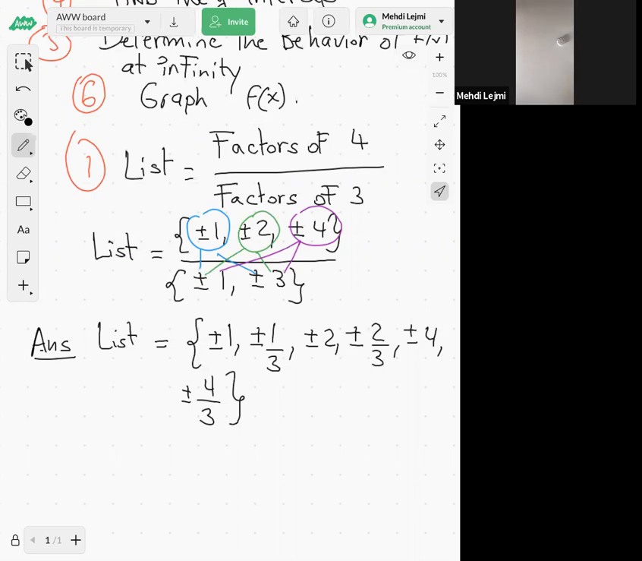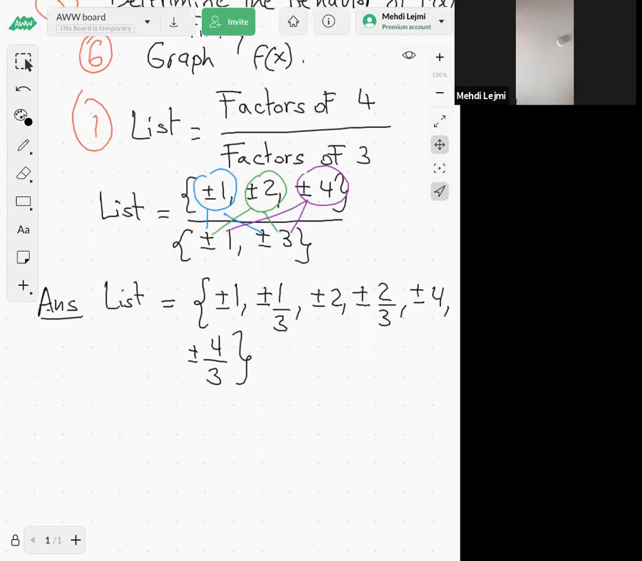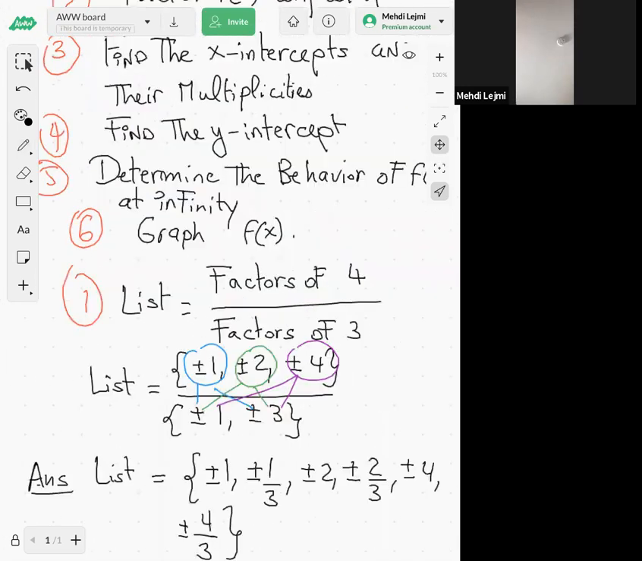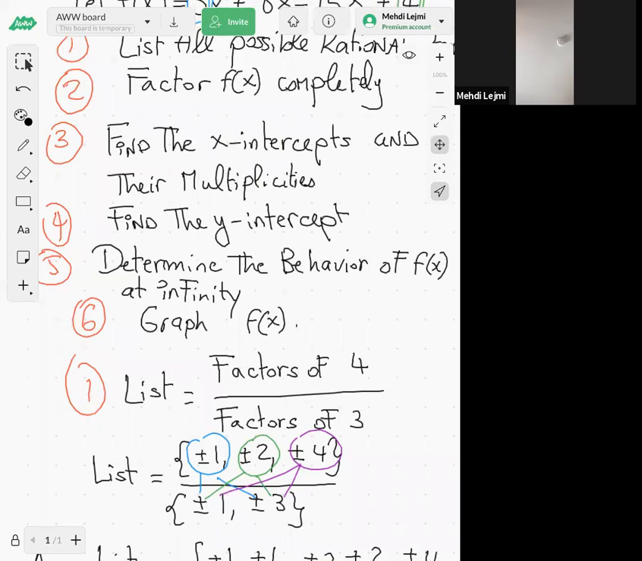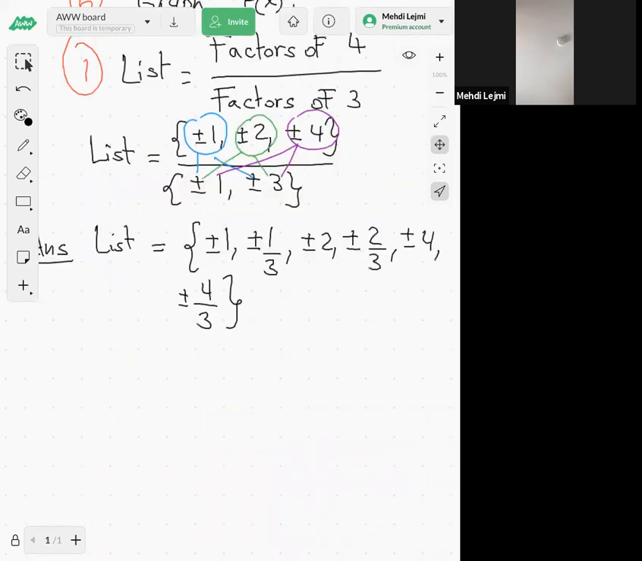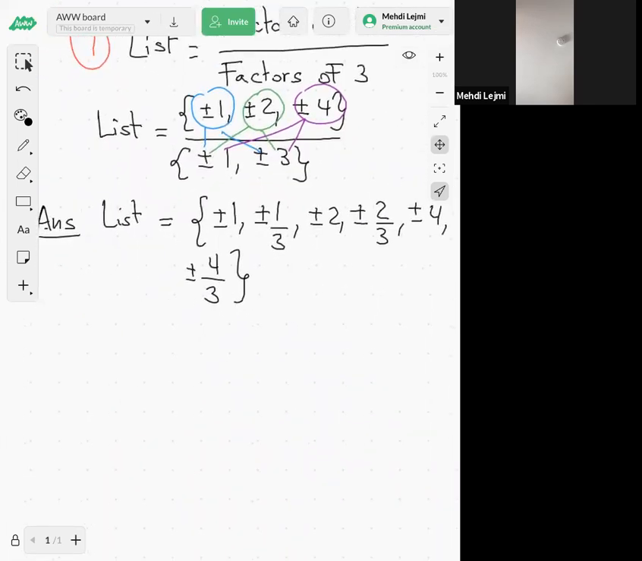Now, number 2. So the question in number 2 is to factor f of x completely, right? So how are we gonna factor this f of x completely?